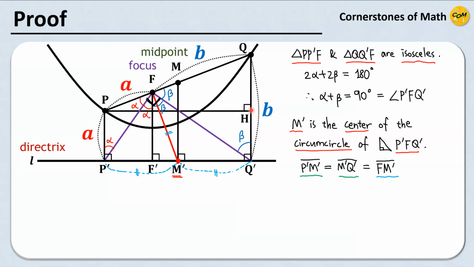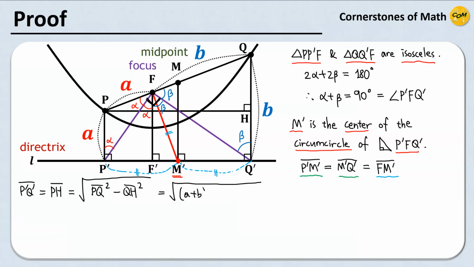Let H be the foot of perpendicular from point P on the line Q prime. Then length PH, which is also equal to length P prime Q prime, can be obtained from the Pythagorean theorem, square root of PQ squared minus QH squared. So we have square root of length PQ is A plus B and length QH is B minus A. And if you simplify this, we simply have square root of 4AB. Therefore, 2 times square root of AB.